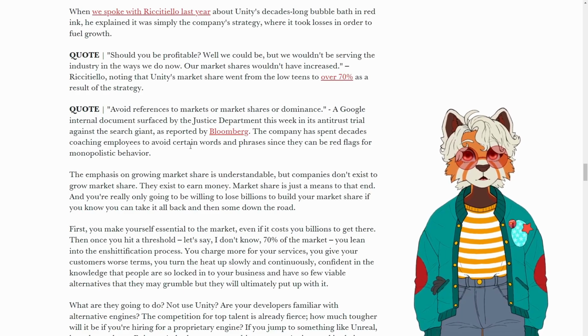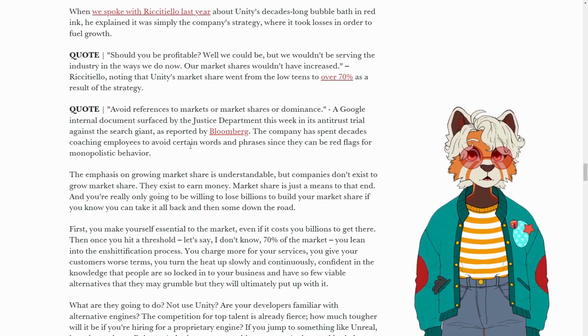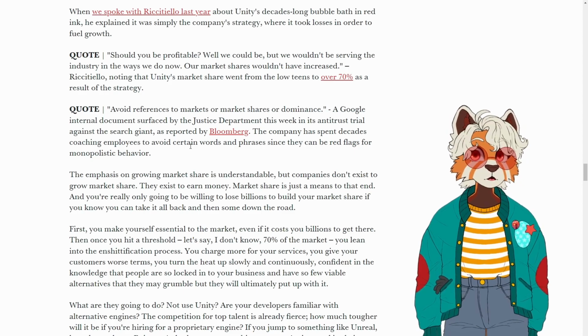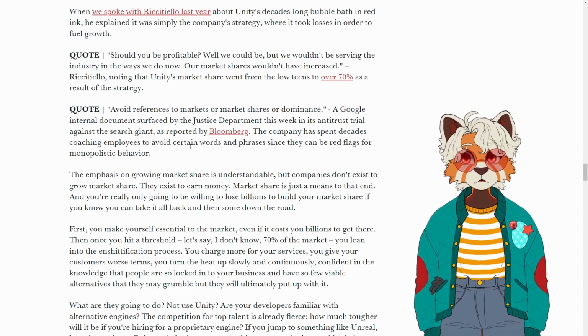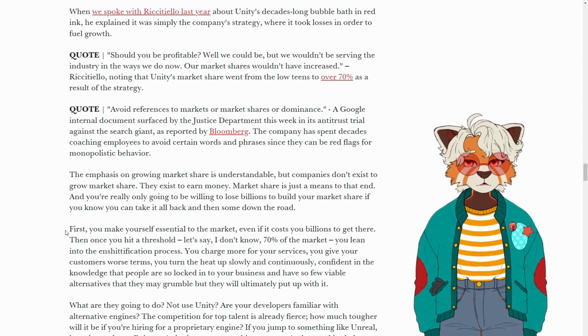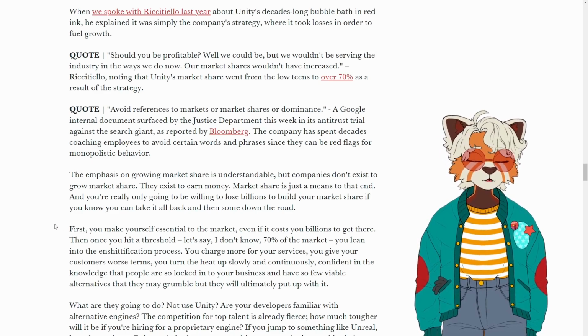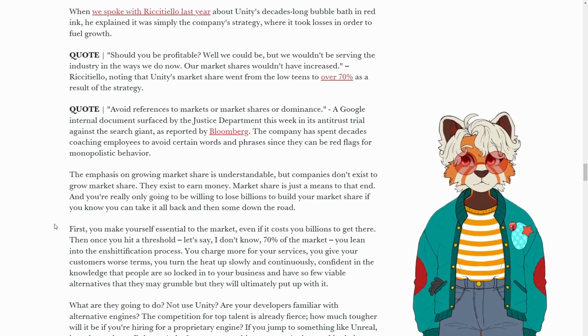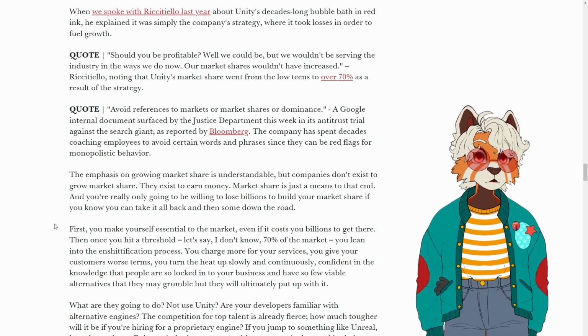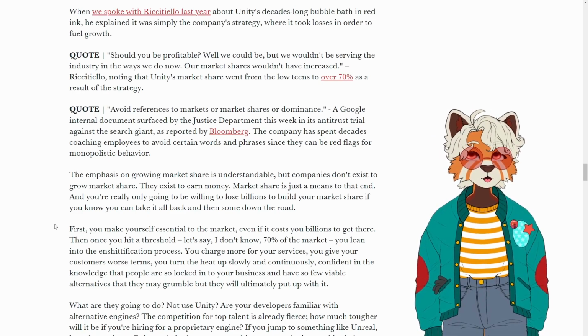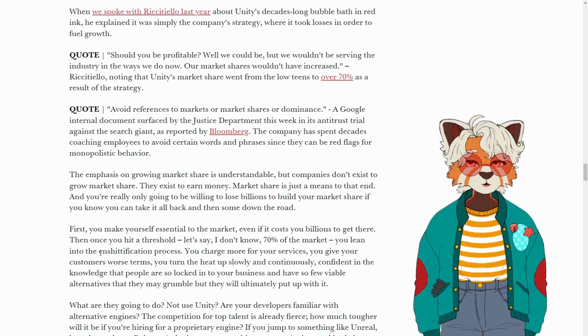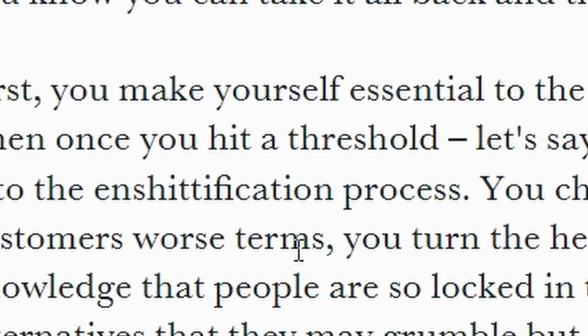You're only really going to be willing to lose billions to build your market share if you know you can take it all back and then some down the road. And I think that's what we're seeing here. First, you make yourself essential to the market, even if it costs you billions to get there. Then, once you hit a threshold, let's say 70% of the market, you lean into the, and I'm quoting games industry here, the enshittification process.